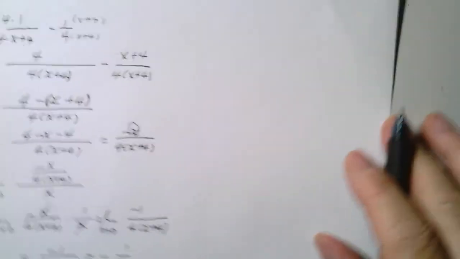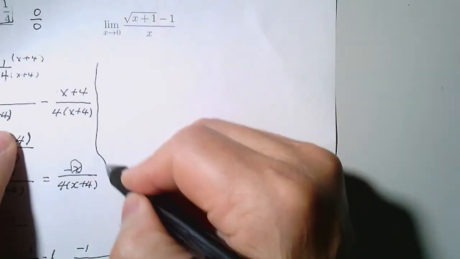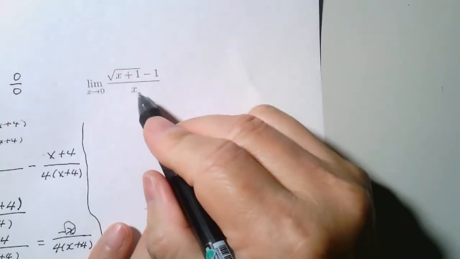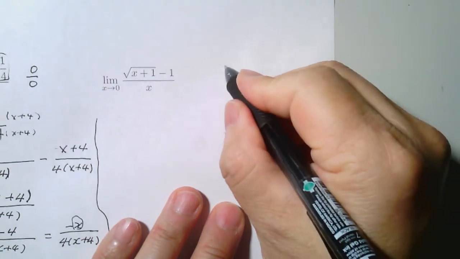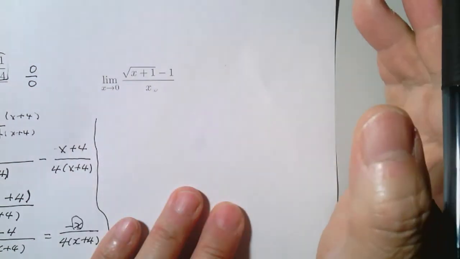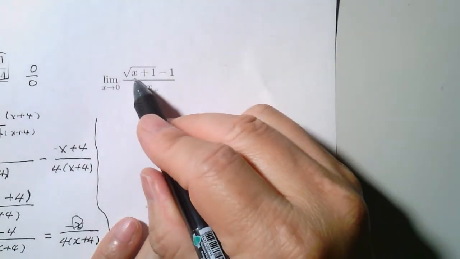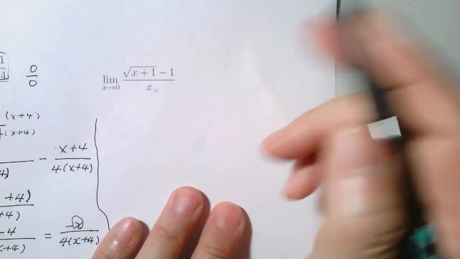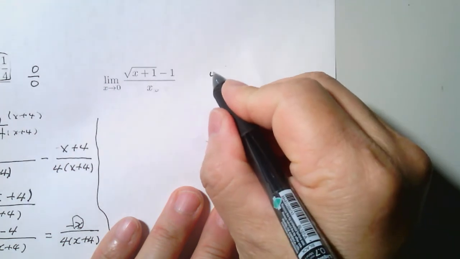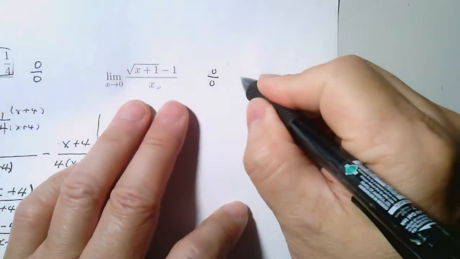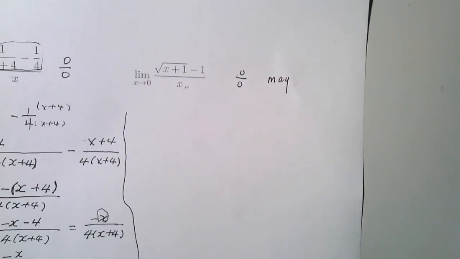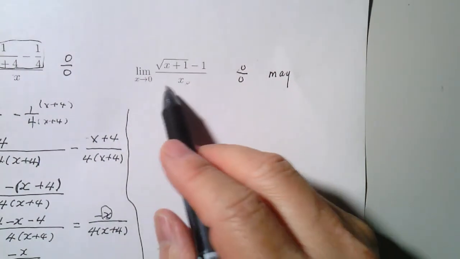Okay, so let's take a look at the last problem. Again, I do substitution first. 0 definitely doesn't work in the denominator. But in the numerator, if I put a 0 there, you get square root of 1, which is 1, minus 1, which is 0. So that is 0 divided by 0. So now you may have a limit. So now the question here, how am I going to get the limit?